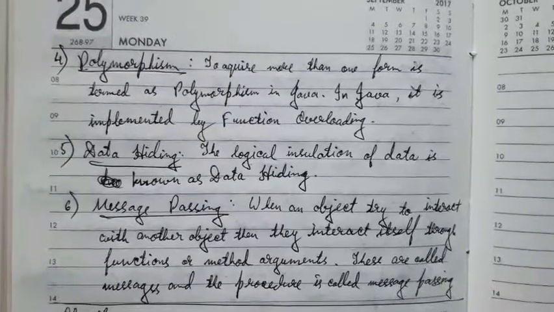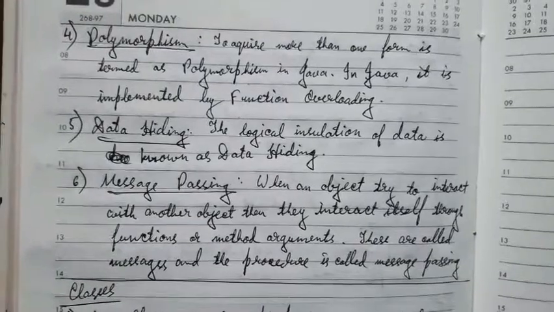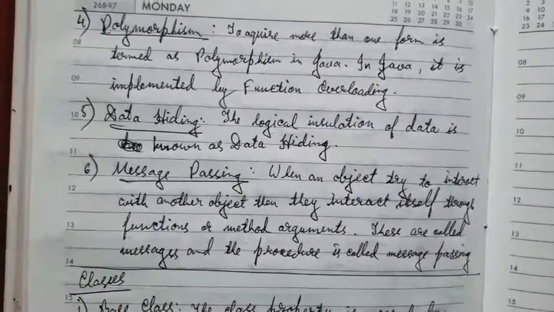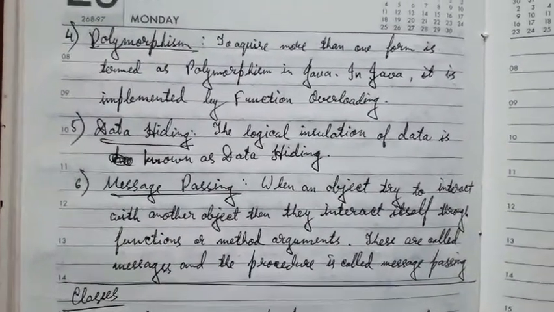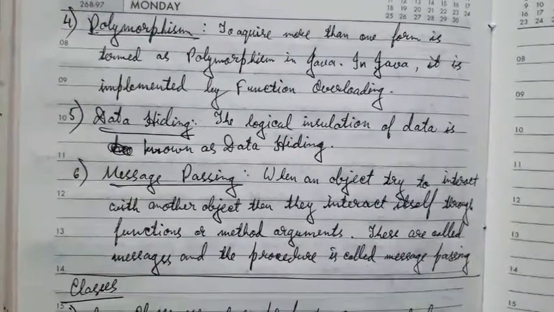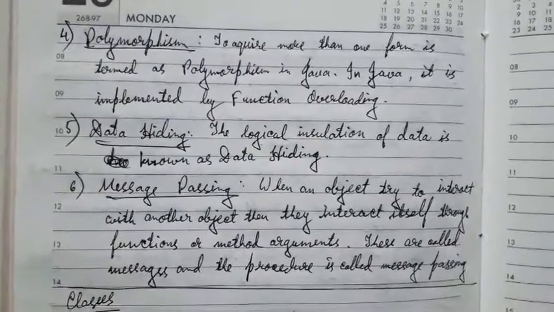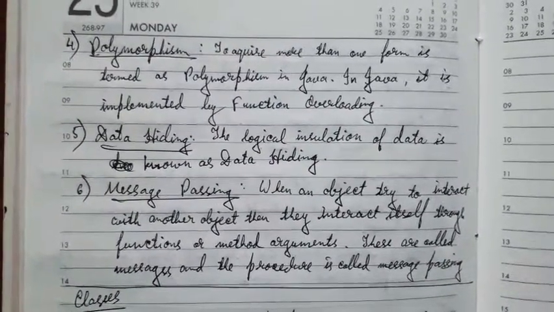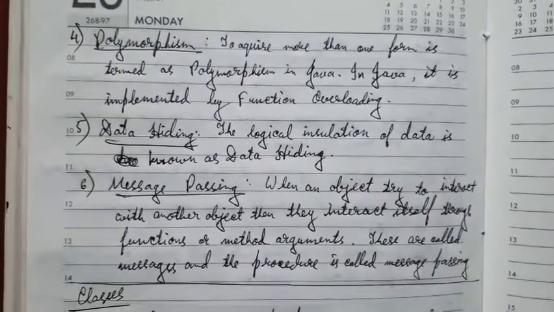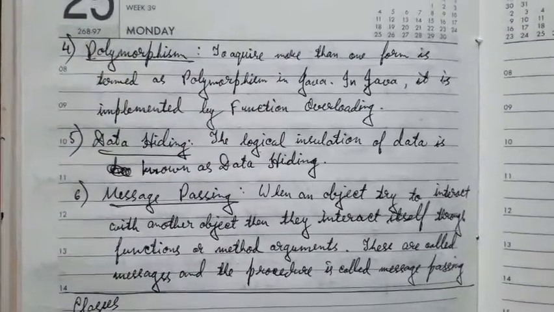In Java it is implemented by function overloading, which means the same function name is used with different parameters. Since the same function name is used, the same thing is repeated again and again, but due to different kinds of parameters, the functions can be distinguished from one another. But since the function name is the same, it is the same but with different forms. That is polymorphism, and it is called function overloading in Java.